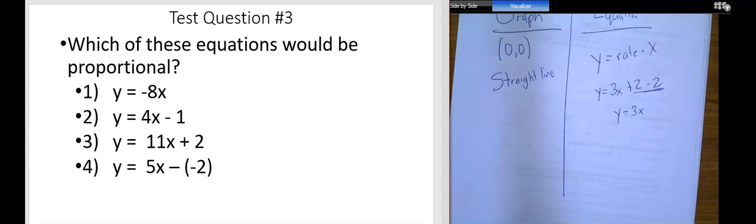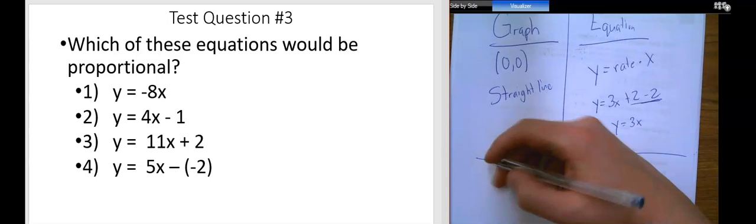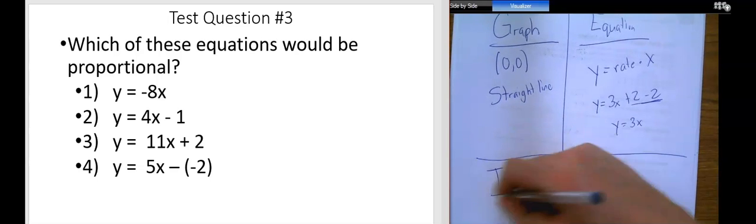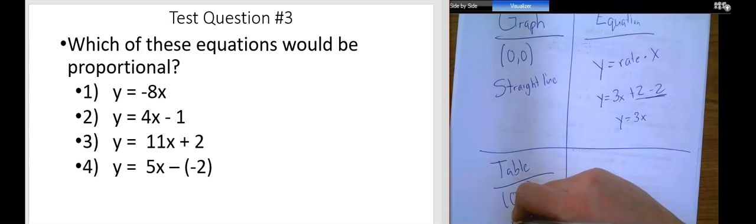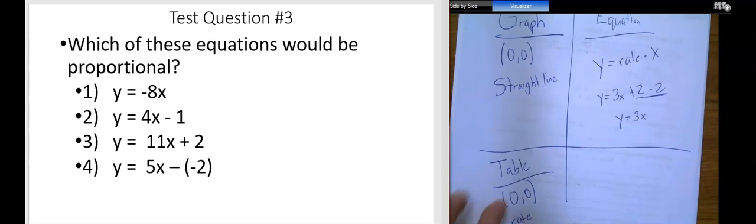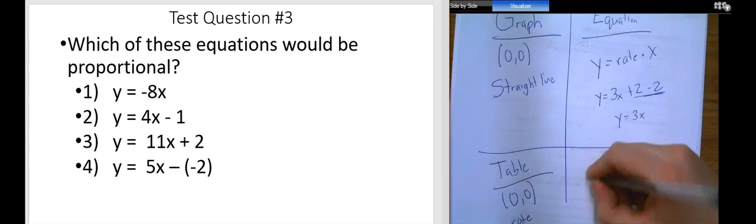Our third one is tables, and I said I'd talk more about tables in a minute. So tables has 2 parts. First of all, it's got to have that 0, 0, and then it's got to have a constant rate. And I want to show you on the rate part of it because kids are really good at finding the 0, 0, but not so much the rate. So here's 2 tables.